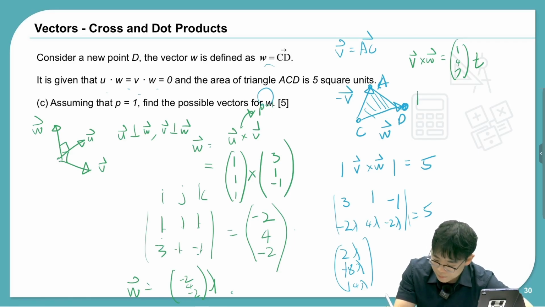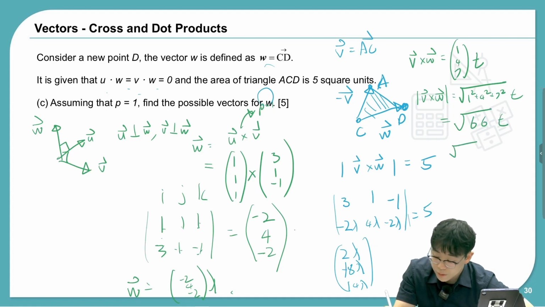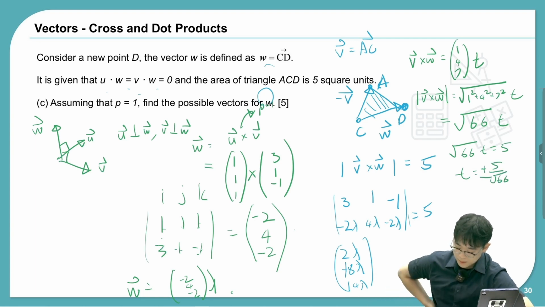And then the modulus of v cross w is going to be the square root of 1 squared plus 4 squared plus 7 squared, times T. So that's just going to be 1, 16, 49, so it's going to be root 66 T. So root 66 T is going to be 5, so T would be 5 over root 66, but actually it could be plus or minus.